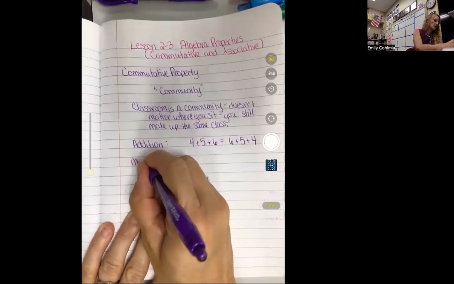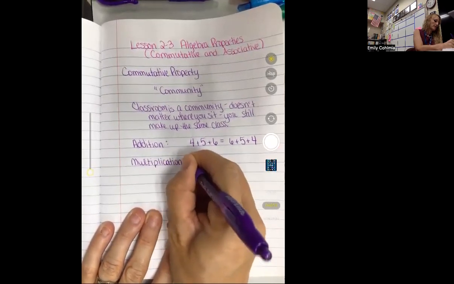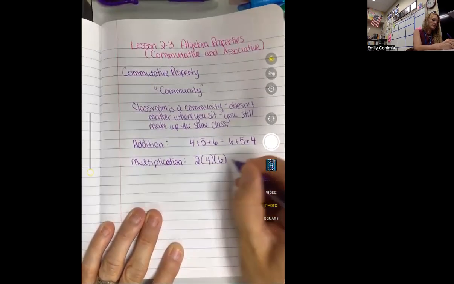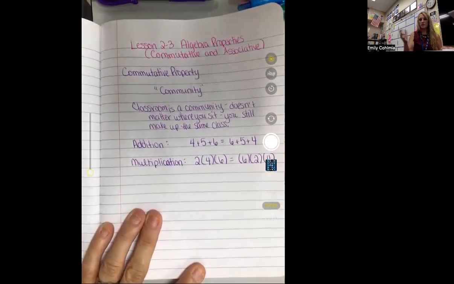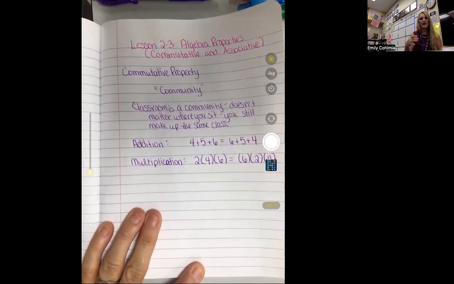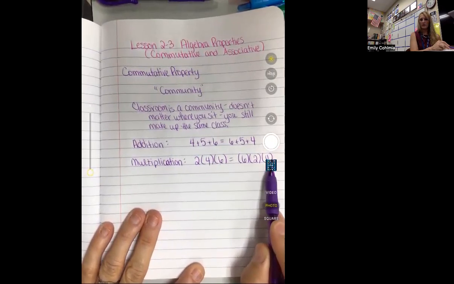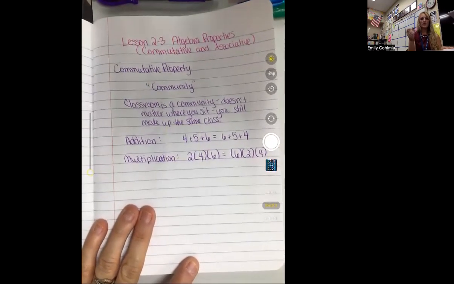If we do multiplication, it's the same thing. So if I have 2 times 4 times 6, that's the same thing as 6 times 2 times 4. So again, I can take the numbers and flip-flop them around, I can change their seats, and it doesn't change the outcome. 4 times 6 is 24, times 2 is 48. Well, 6 times 2 is 12, 12 times 4 is still 48. It doesn't change the outcome by moving the numbers around. Now, this does not work with subtraction, and it does not work with division. It only works with addition and multiplication.